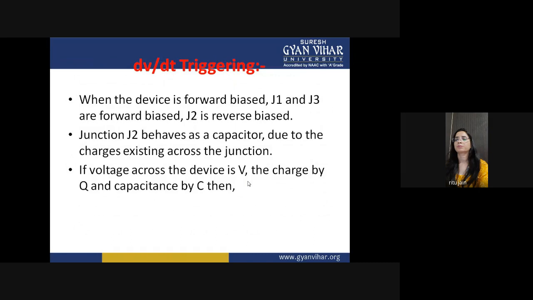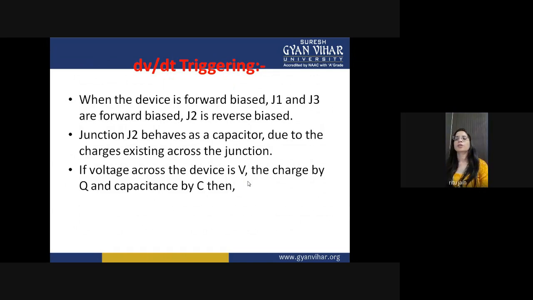Next is your dV/dt triggering. When the device is forward biased, J1 and J3 are forward biased and J2 is reverse biased. So junction J2 behaves as a capacitor because there is a depletion layer. One plate of this capacitor will be positive and the other terminal will be negative. So junction J2 behaves as a capacitor due to the charge existing across the junction.